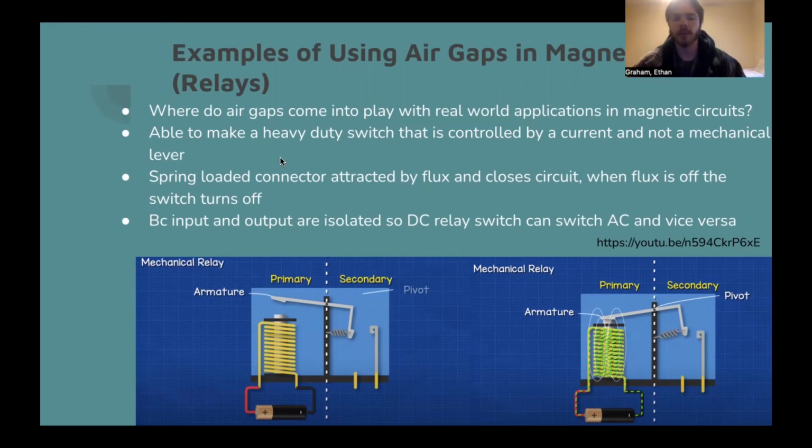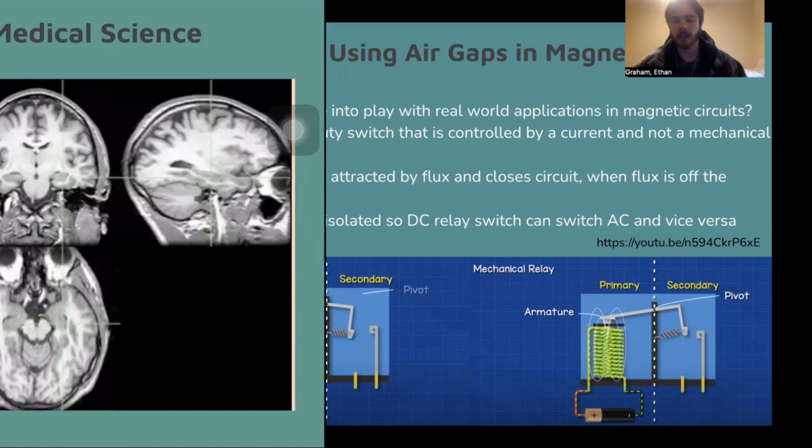The main practical application, or the main positive benefit, of an electromagnetic relay is that the input and the output are entirely isolated from each other. So a DC relay with an induction coil uses a DC current to turn on the magnetic flux. This can be used to connect an AC system, and vice versa. An AC relay can be used to connect a DC system.